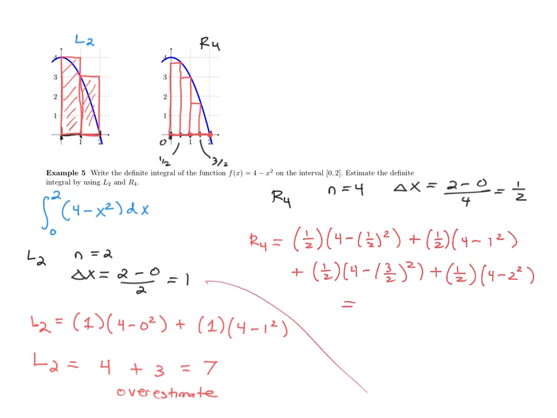What does this simplify to? I'll type this into my calculator. The value I got was 4.25, and clearly this is an underestimate.